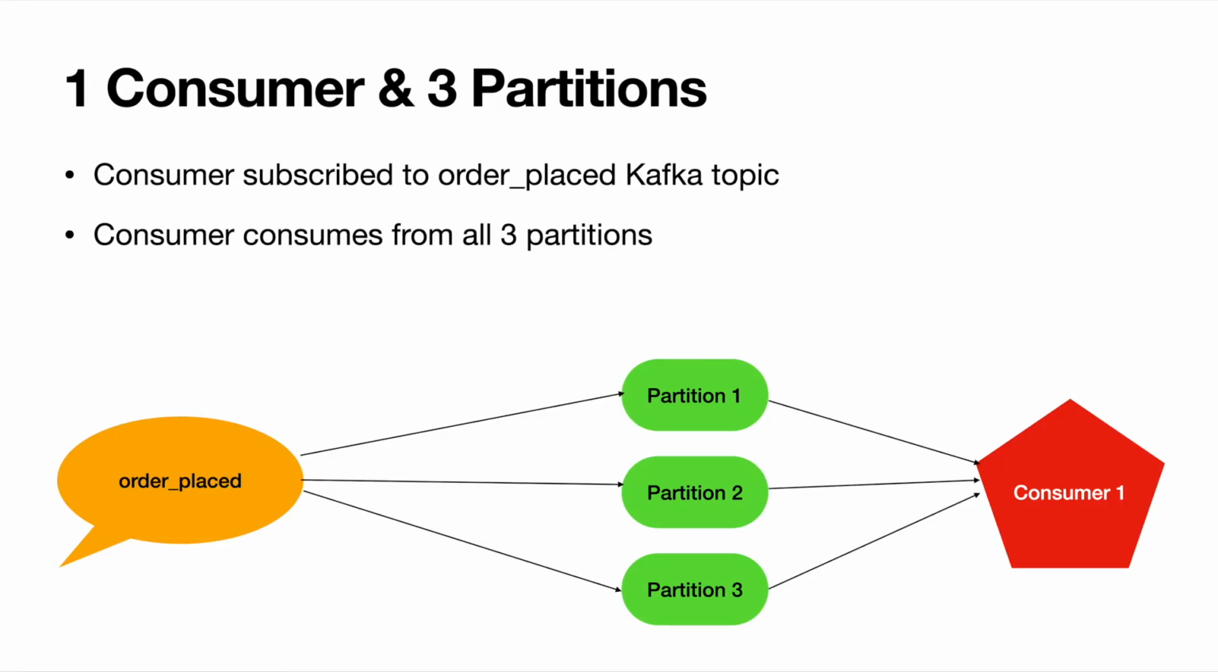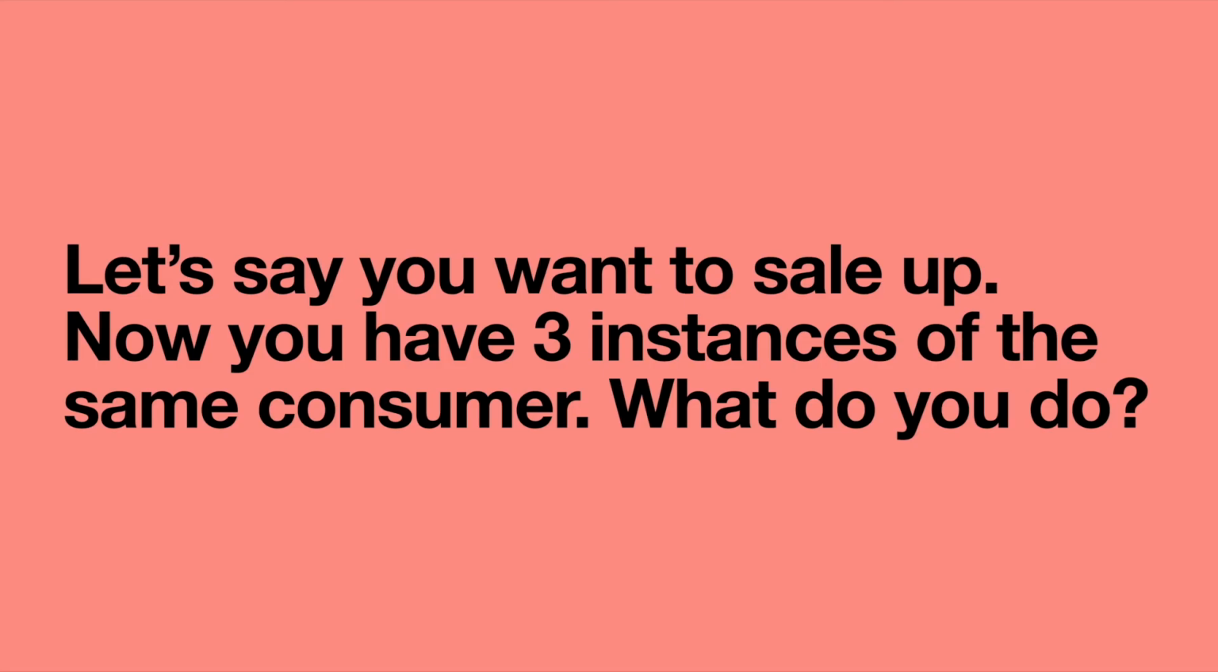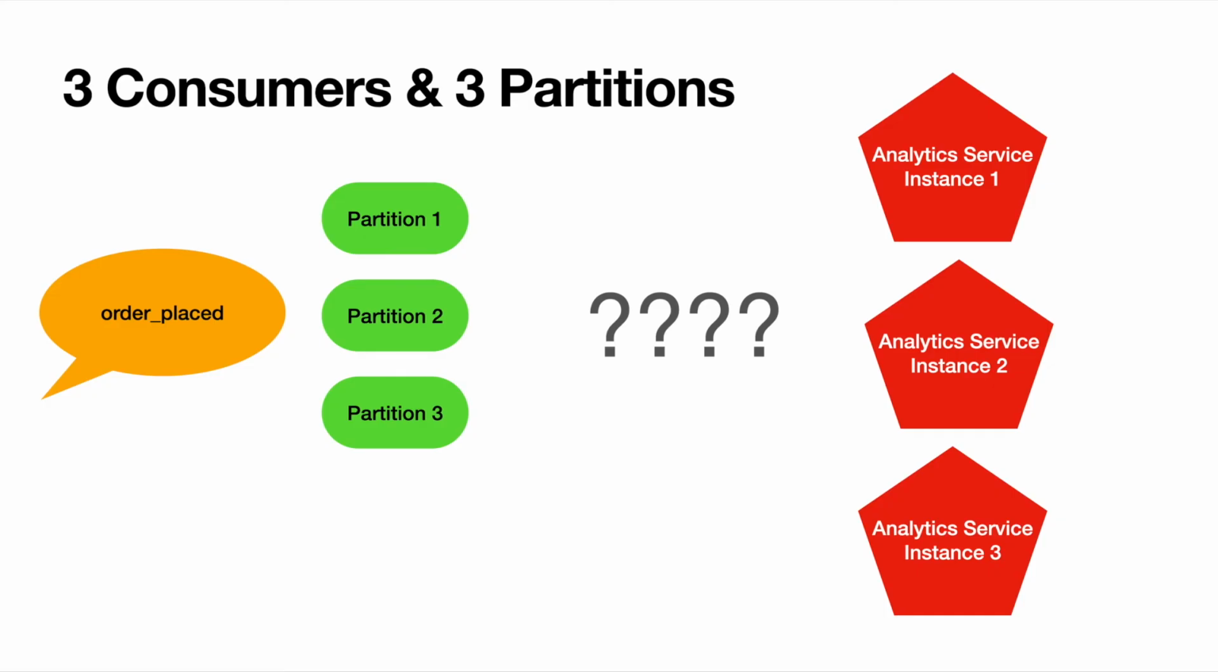Now, let's say this is taking a very long time because you have only one consumer, and by one consumer, I mean one instance of that consumer, consuming from 3 partitions. That's a lot of data, so it's taking a long time. As a result, you want to scale up, and to scale up, you want to have 3 instances of the same consumer. So, as a visual representation, you have the same Kafka topic, the same 3 partitions, but now you have 3 instances of the same consumer to make the consuming even quicker. So how do you do that?